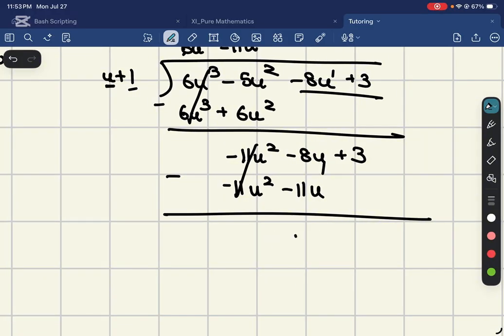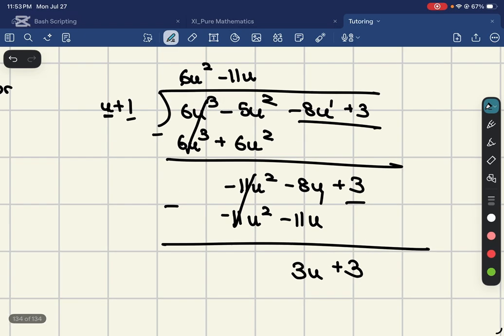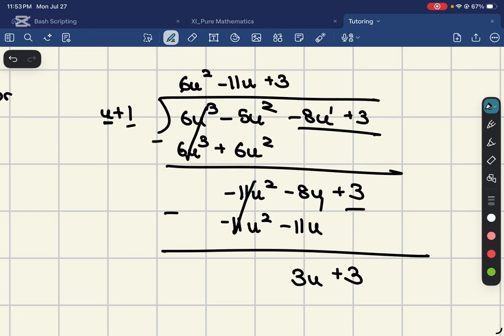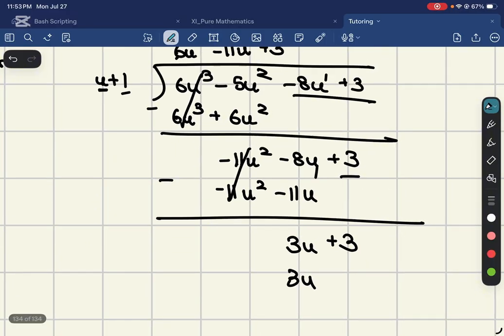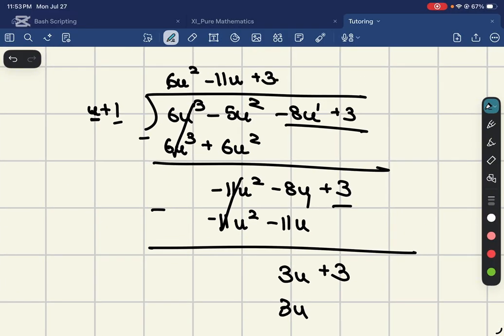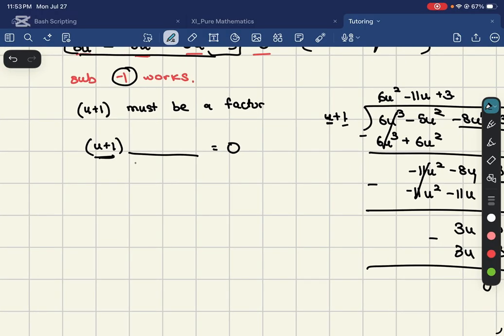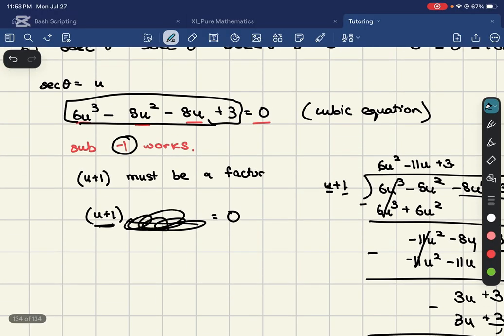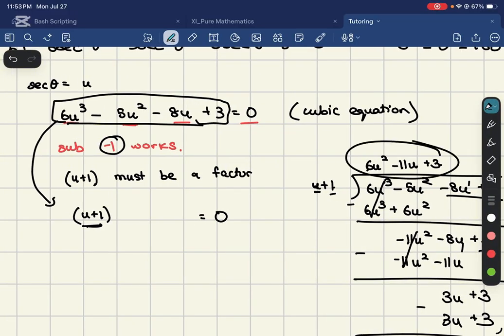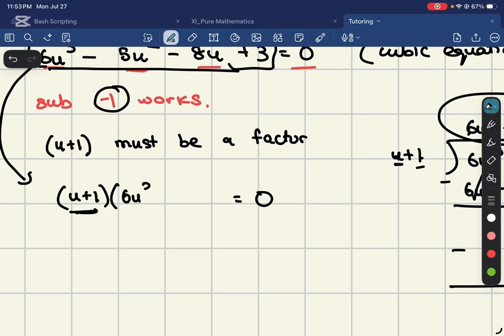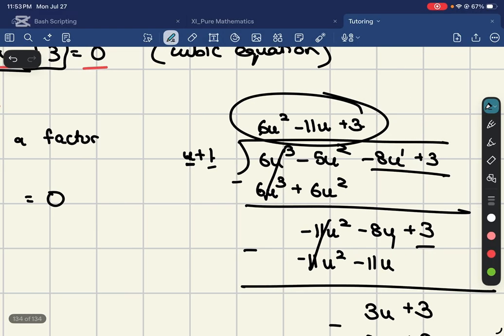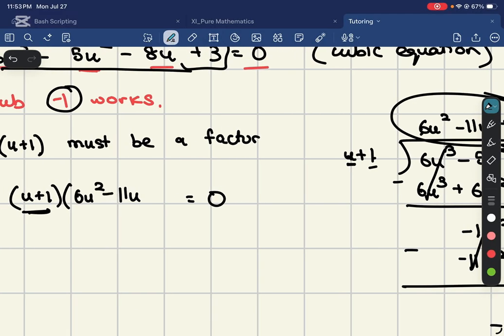Sorry, I will get 3u over here plus 3. I bring this down. And finally, if I multiply with 3, I get 3u, right? 3 times u is 3u, times 1 is this. And if I subtract, I get 0. So that means that this polynomial here can be factorized as u plus 1 and then this expression. So 6u squared plus 11u, sorry, minus 11u plus 3.